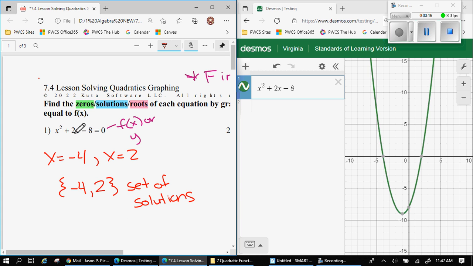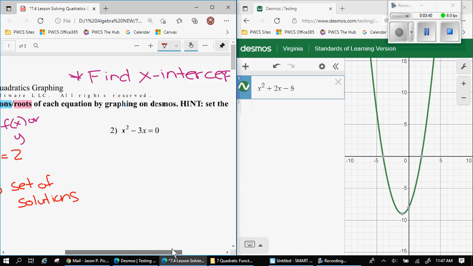So if we plug -4 in for x, both sides would be 0. If we plug 2 in for x, both sides would be 0. Those are the solutions. Those are the roots. Those are the zeros. All we have to do is find where it crosses the x-axis. Sometimes the graph doesn't cross the x-axis and there would be no solutions. For now, let's see where these other ones take us.